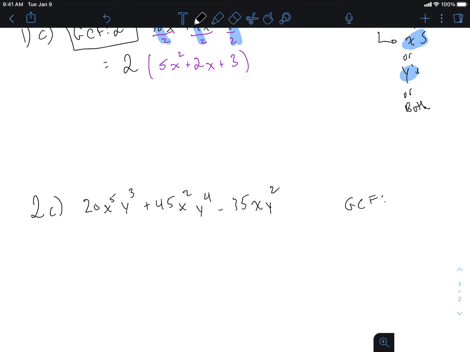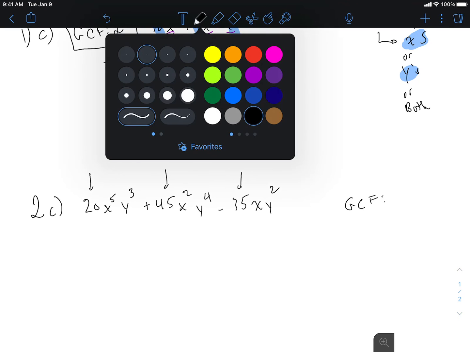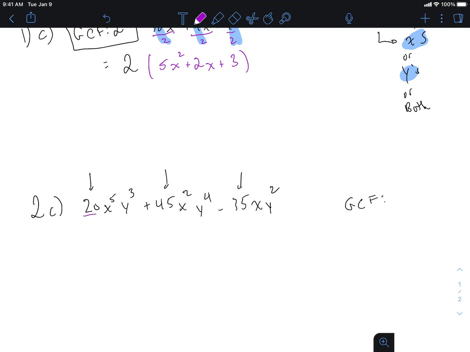Again, why don't we try and build our greatest common factor off to the side? So you deal with the number first. What's the biggest number that goes into all 3 of these terms? You can't divide all of these by 20. You can't divide them all by 40. You can't divide them all by 10 even, right? But you can divide them all by 5 at the very least. So we can start to build our GCF. We know our GCF has a factor of 5 in it.